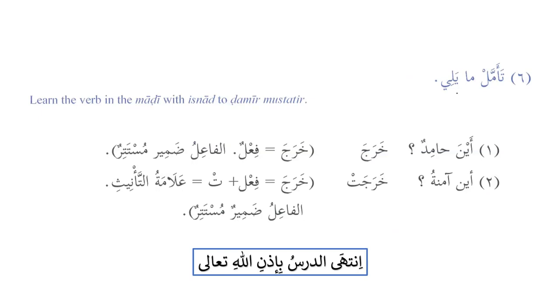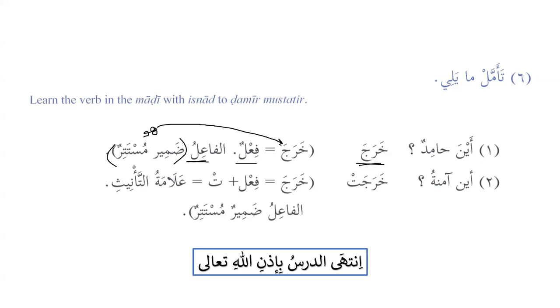Ta'ammal ma yali, learn the following, or reflect on the following. So ayna Hamid, where is Hamid? Kharaja, he left. And when we say kharaja, it is fi'l, and al-fa'il, what is the fa'il? Does anyone remember? Damirun mustatirun taqdiruhu huwa. So when we say kharaja, that means huwa kharaja. So here huwa is the doer.